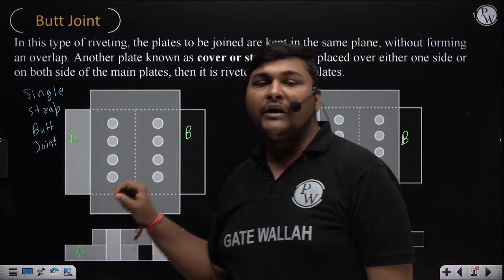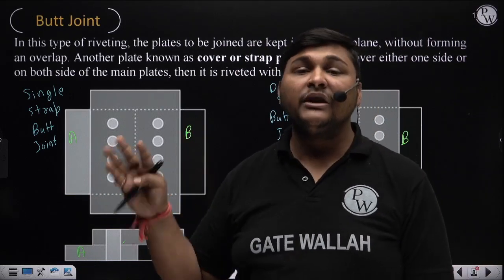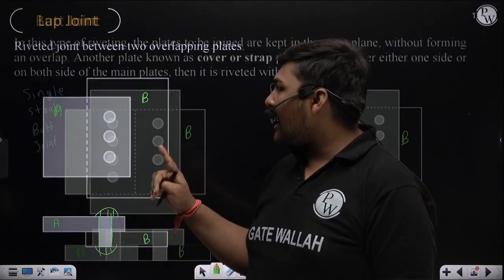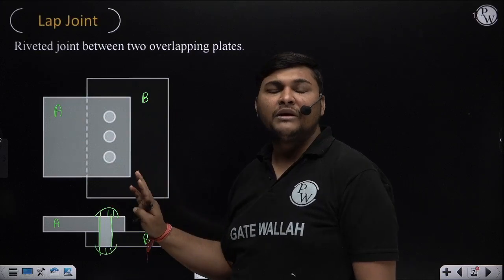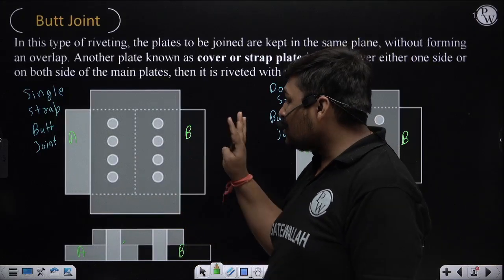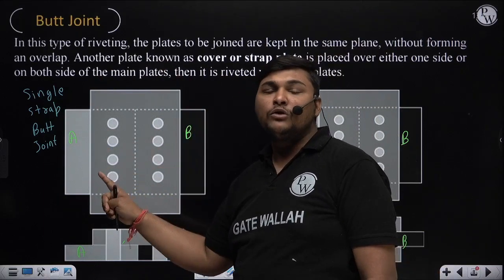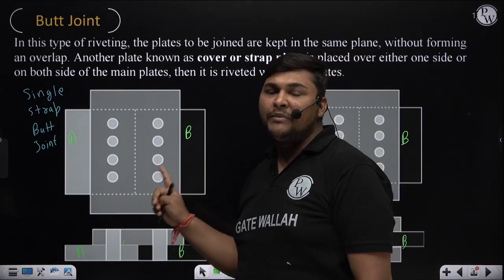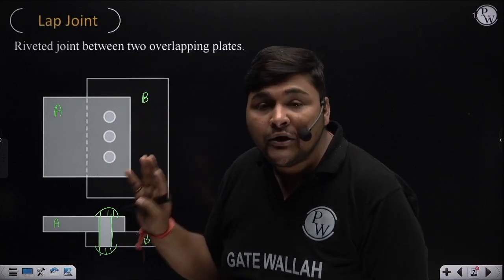If you understand this concept, and you are able to solve the problem of a lap joint, then you will easily be able to solve the problem of a butt joint. The only difference is that in a lap joint, whether you look at plate A or plate B, the number of rows of rivet will remain the same. If it is one, it will be one. But in a butt joint, don't see the entire system. See only one plate. If you are looking at the rows of rivets of plate A, don't focus on plate B. If you are looking at the rivets of plate B, don't focus on plate A. The same is also valid for a lap joint.